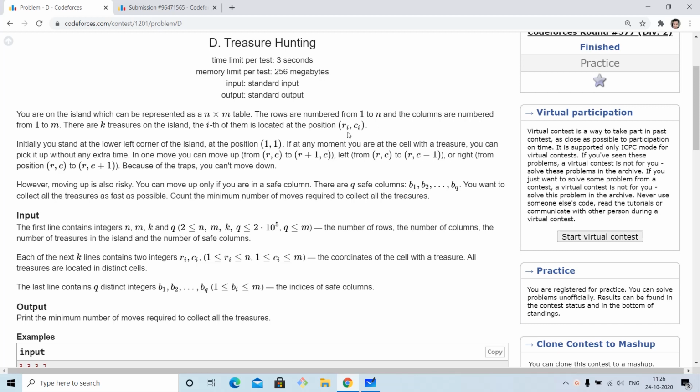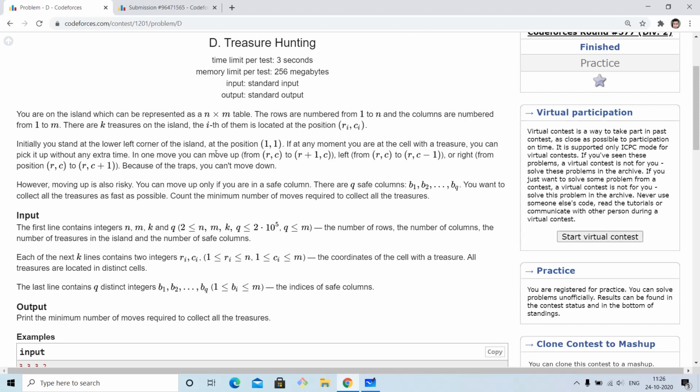So the kth of them will be located at rk comma ck, and initially we are standing at the lower left corner of the island, which is located at the position 1 comma 1. That tells us that the rows are numbered from 1 to n, starting from the bottom to the top. And then we have to collect all the treasures, and for collecting them we can perform certain moves.